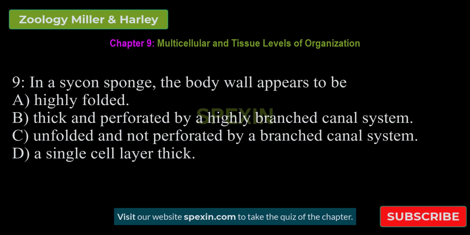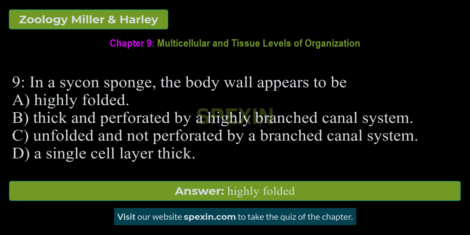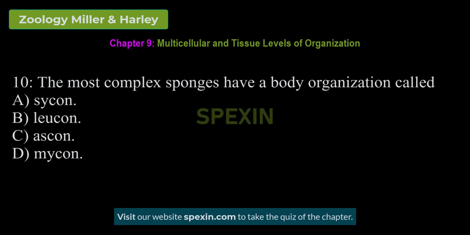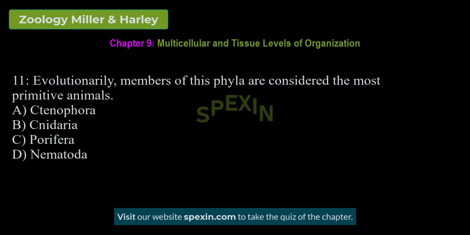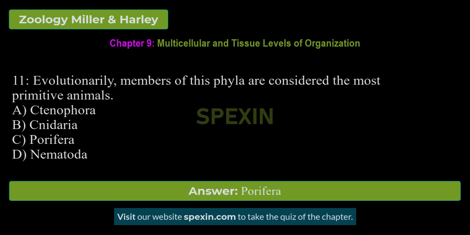In a sycon sponge, the body wall appears to be highly folded, thick and perforated by a highly branched canal system; unfolded and not perforated by a branched canal system; or a single cell layer thick. Correct answer: highly folded. The most complex sponges have a body organization called sycon, leucon, ascon, or mycon. Correct answer: leucon. Evolutionarily, members of this phylum are considered the most primitive animals. Ctenophora. Cnidaria. Porifera. Nematoda. Correct answer: Porifera.